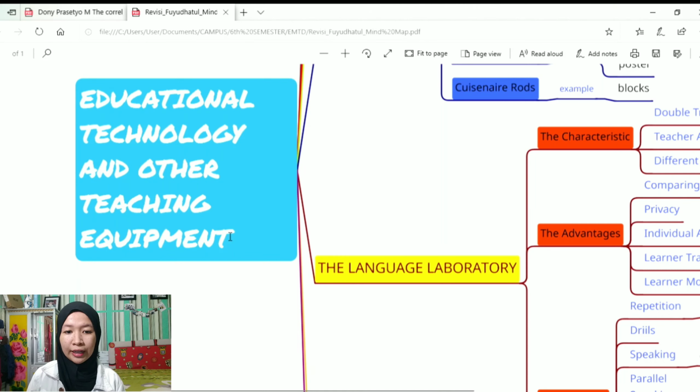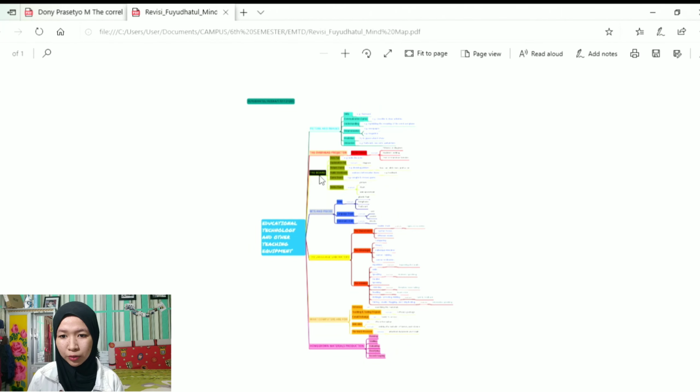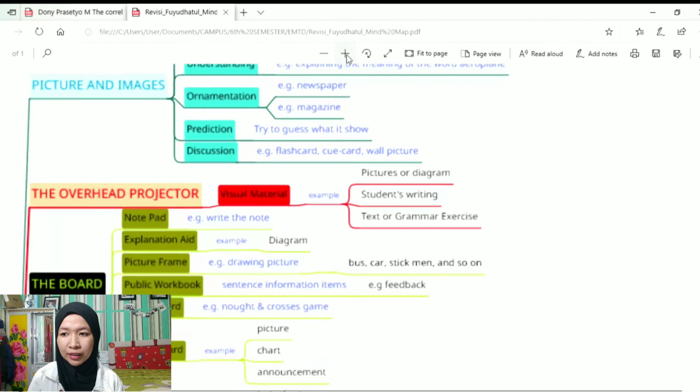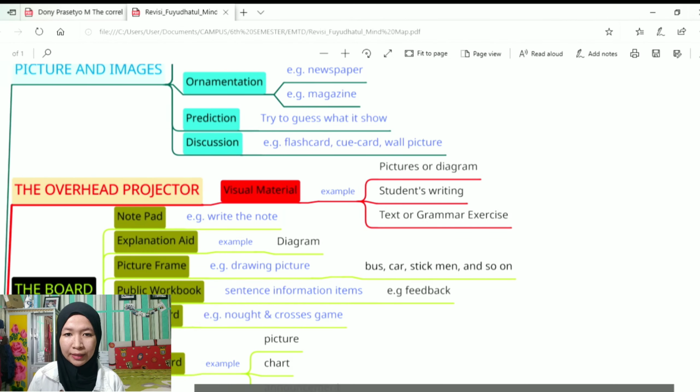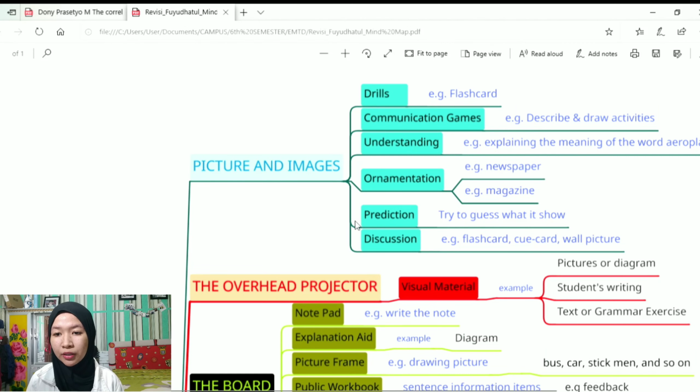Educational technology and other teaching equipment is divided into, let me see, 1, 2, 3, 4, 5, 6, 7, divided into 7 parts. Okay, let's get to the first part. The first is pictures and image. Okay, pictures and image are divided into 6 kinds. The first is drills, for example, flashcard.